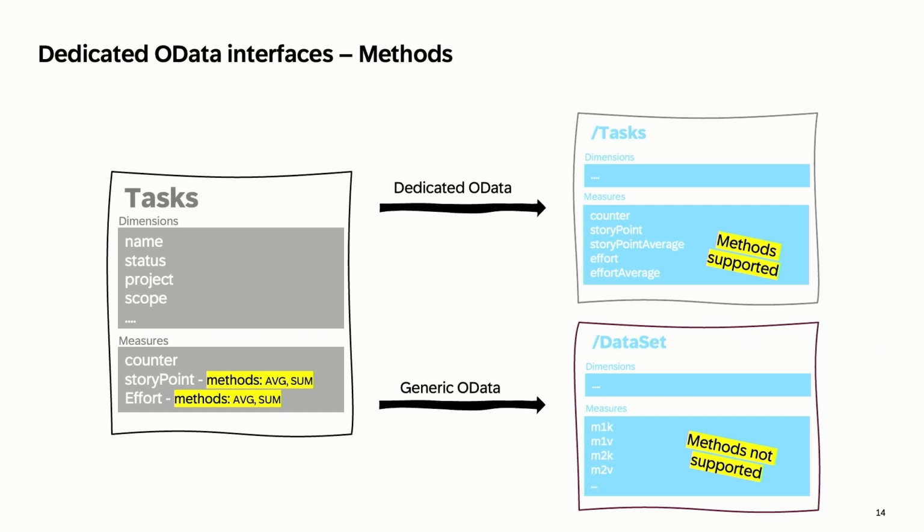Another advantage is the support of the aggregation method. Some providers like the task, for example, expose so-called aggregation methods. You see here the average and the sum. Those aggregation methods are not supported by the generic OData. They are supported now by the dedicated OData interface. So you can retrieve this backend aggregation from the OData.